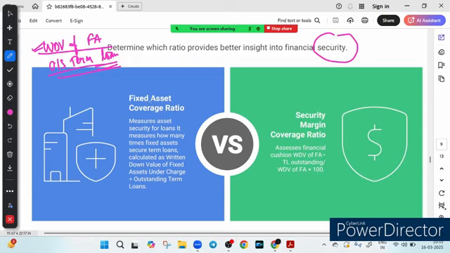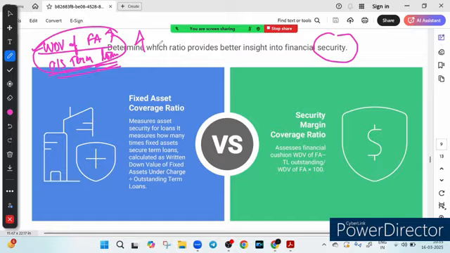So if this WDV is higher, it means this ratio is higher. It means we have sufficient asset to cover the outstanding term loan, right? So if there is a strong asset backing, it means loans are well secured. And if this ratio is lower, it means this is a risky situation. Means the asset may not be enough to cover the debt. The second kind of ratio we have is called security margin coverage ratio. You know what it is?